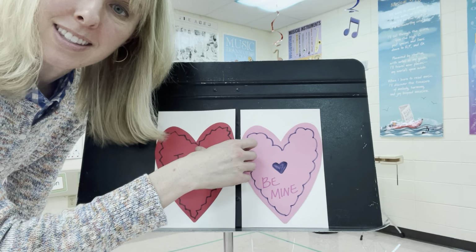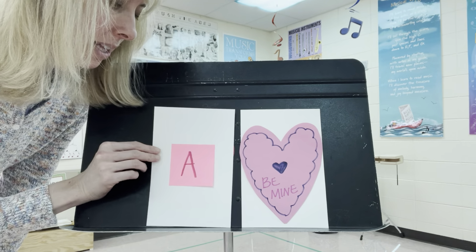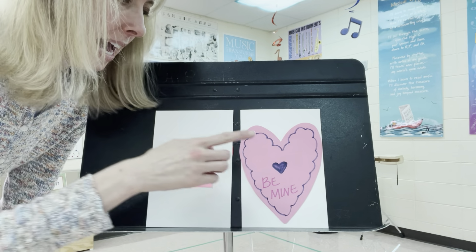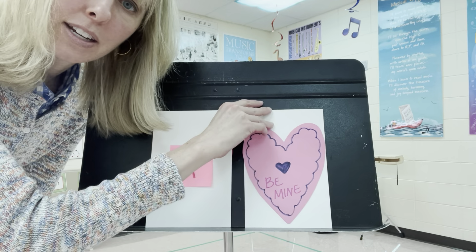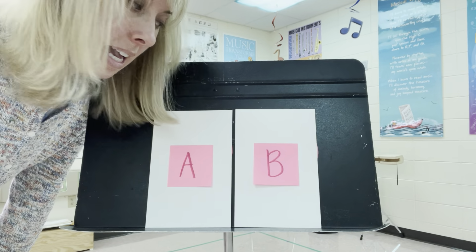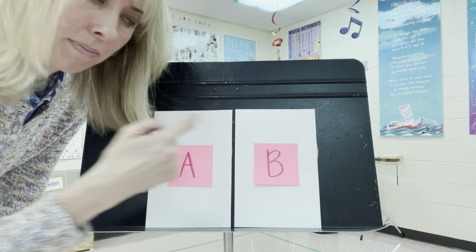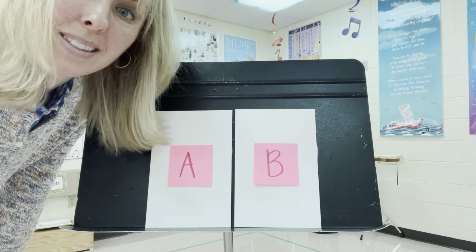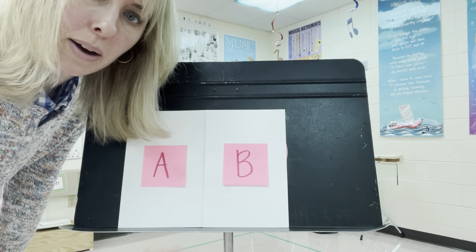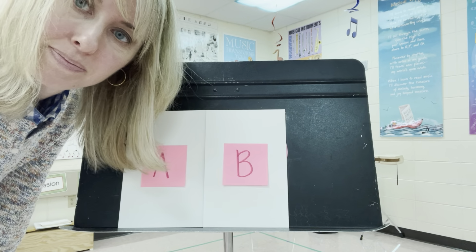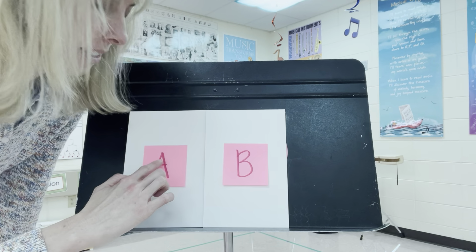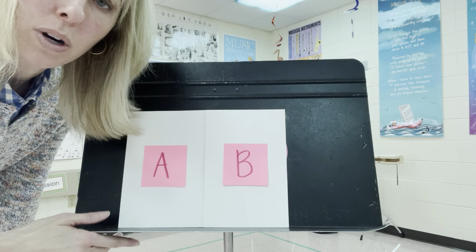Now musicians show that with letters. They call part one A, and if there's a second part that is different, they call that B. If the second part was the same, they would call it A, but it's different, so it's B. If there was a third part and that was different, what letter would that get? You're right, it would get C. This dance has an A, B form.